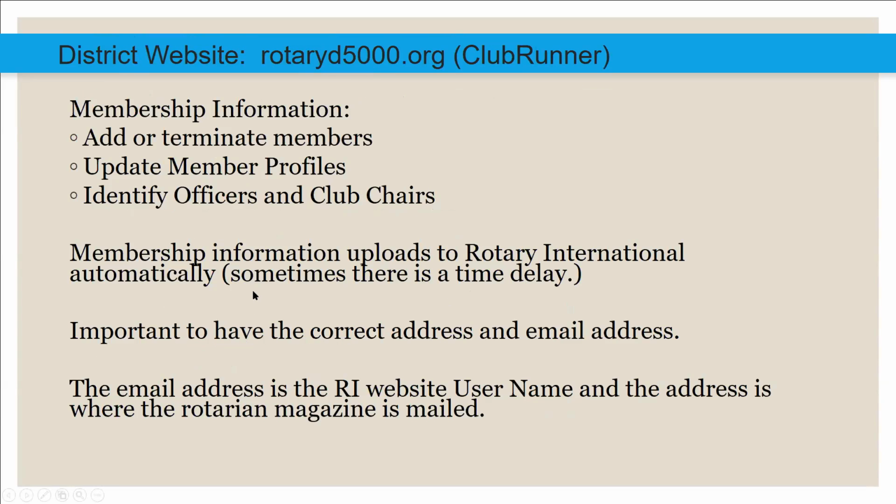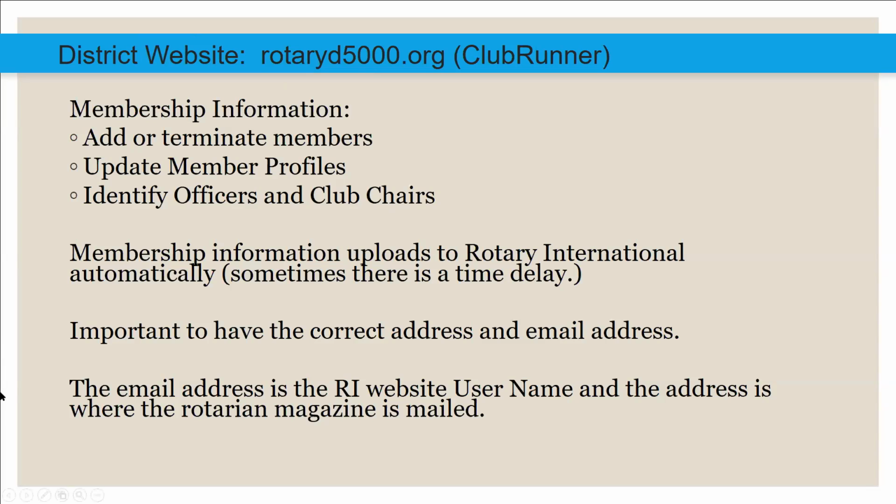On the membership information, you can add, terminate members, and update their profiles. When you do it in Club Runner, it uploads to the District Club Runner. The District Club Runner uploads to Rotary International. So as long as we're in sync. If your club does not have Club Runner, because you're not required to have it, you can go directly into the district website and get that information. It'll upload to Rotary International.